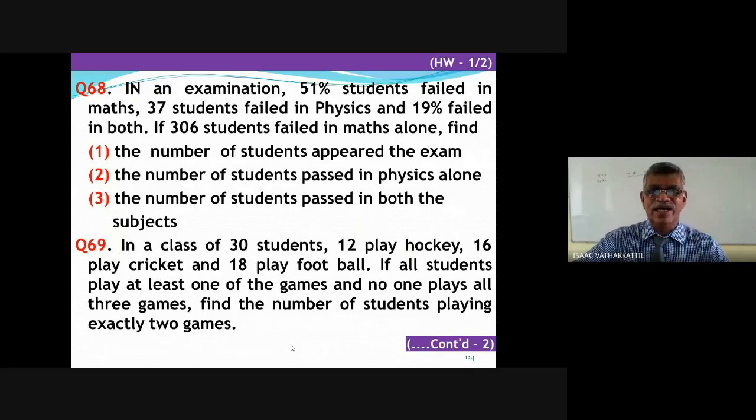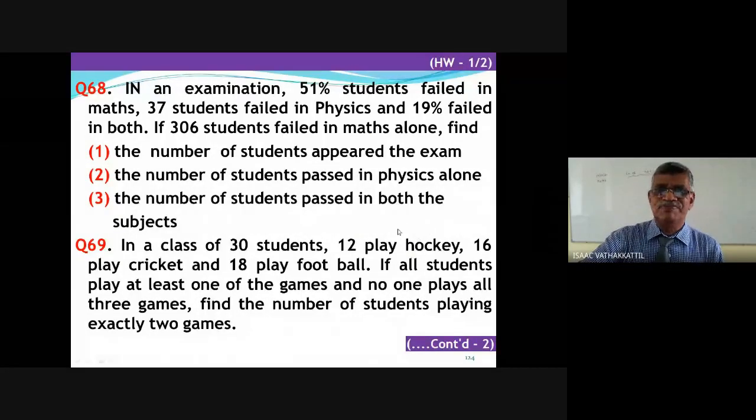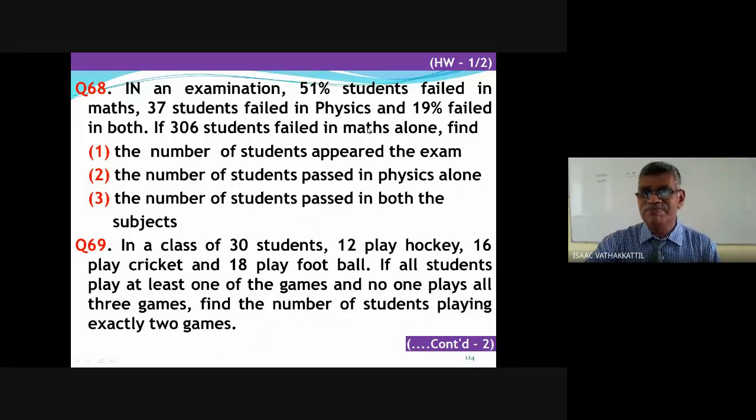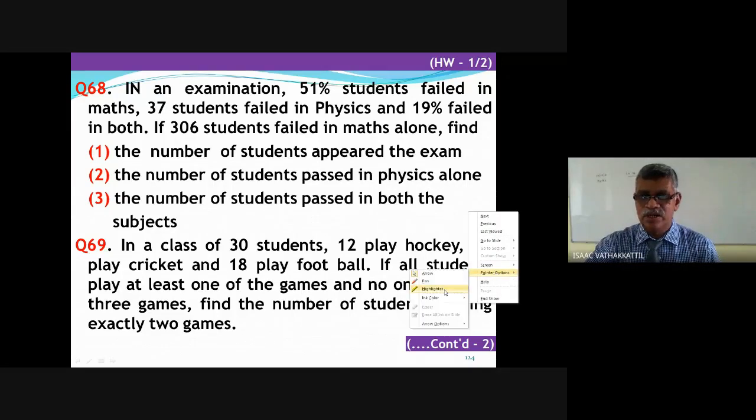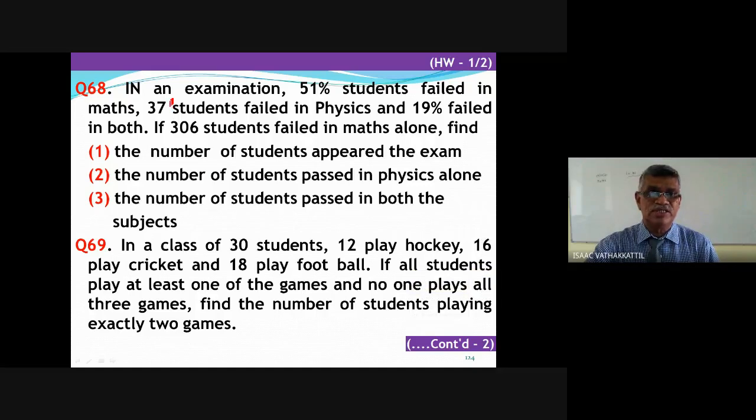Well, this is again of that kind in an examination. 51% students failed in maths, 37% failed in physics, and 19% failed in both. Be careful, it's percentage, 37%. 306 students failed in maths alone. Remember, failed in maths alone. Find the number of students who appeared in the exam. Find the number of students who passed in physics alone. The number of students who passed in both the subjects.